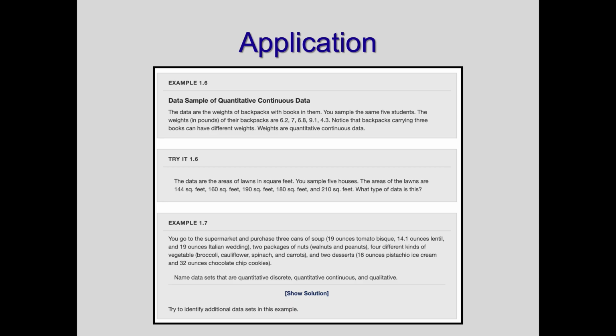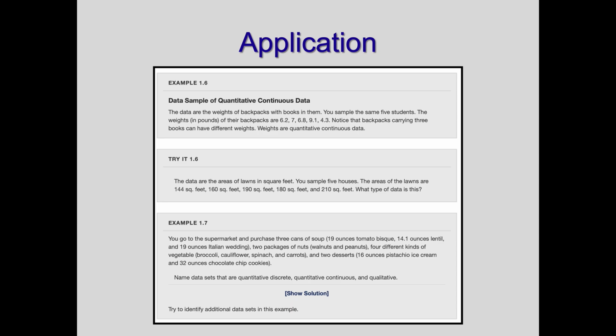Okay, so we're going to start this particular lesson, or video in the lesson, with the idea of applying some ideas about the different things we've learned with data. So some examples here. The data are the weights of backpacks with books in them. You sample 5 students, their weights in their backpacks are blah, blah, blah. Notice the backpacks carrying these 3 books can have different weights.